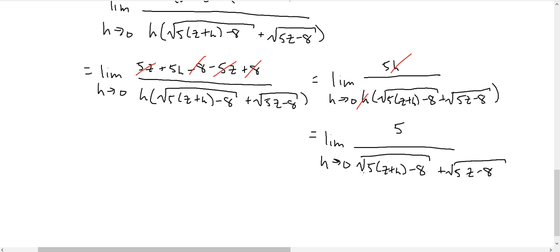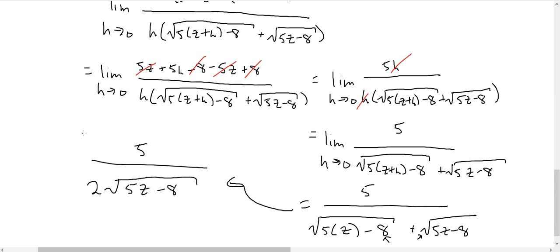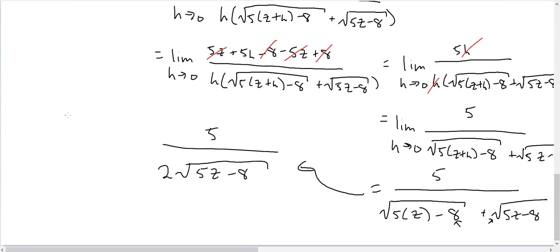And now wherever we see an h, we're going to substitute in a 0. So we're going to have 5 over the square root of 5 times z minus 8 plus the square root of 5z minus 8. And these two, if you notice, are the same thing. So this is just the same thing as saying 5 over 2 times the square root of 5z minus 8. Our original function was called r of z, so our derivative is going to be called r prime of z. So r prime of z is equal to 5 over 2 times the square root of 5z minus 8. And we are done.